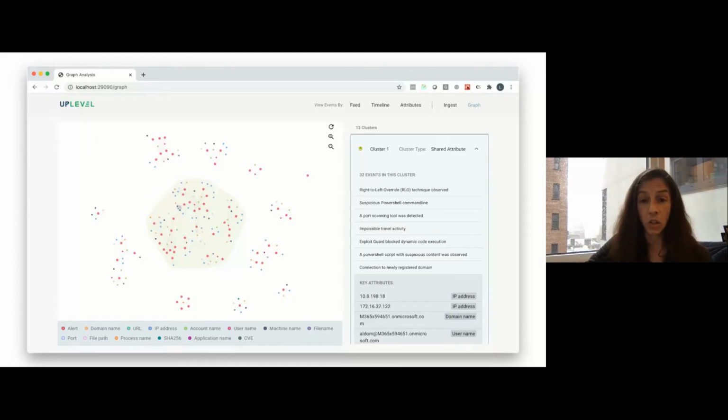Ultimately, if an analyst determined that a particular cluster really did warrant further investigation, they could then send all of that detail of the associated events to a JIRA or a ServiceNow and officially start an investigation.